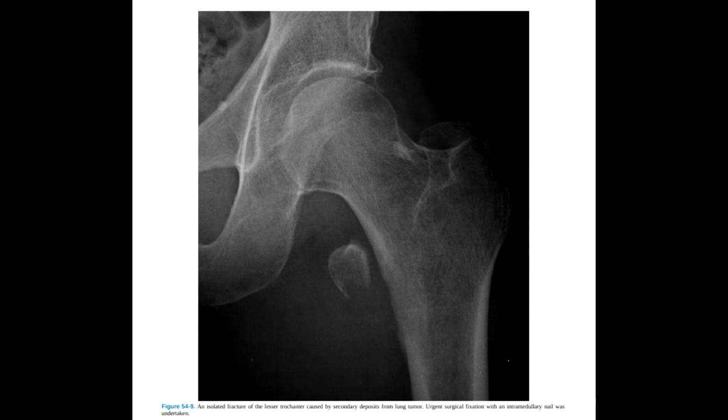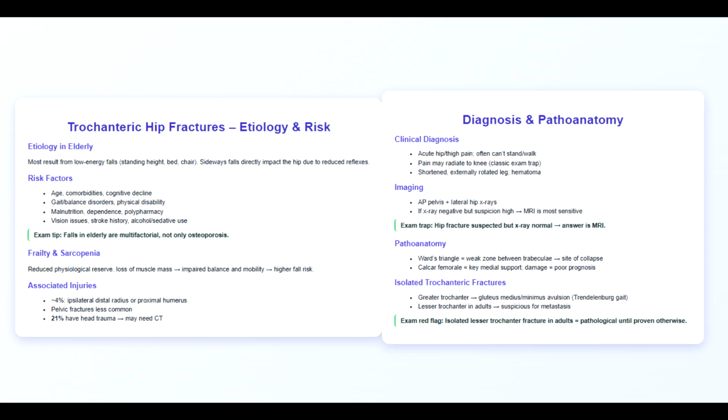Isolated fractures of the lesser trochanter, particularly in adults, are suspicious for pathological causes, often metastases. For exams, this is a red flag. An isolated lesser trochanter fracture in an adult should always be considered pathological until proven otherwise.